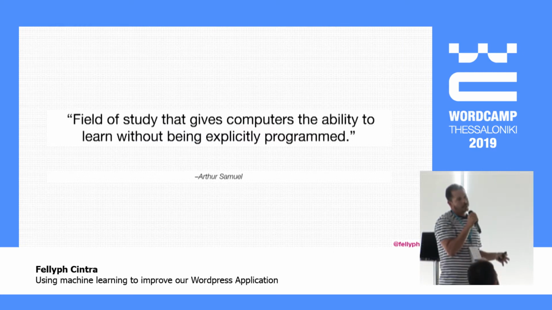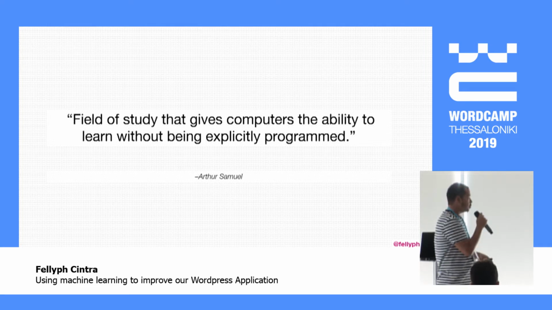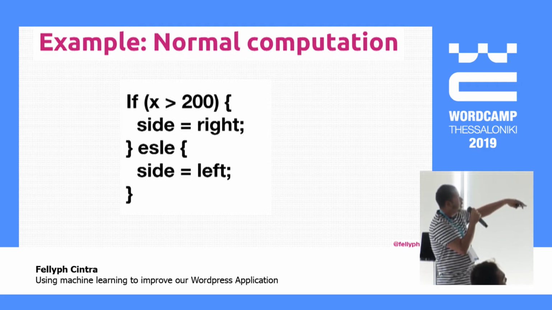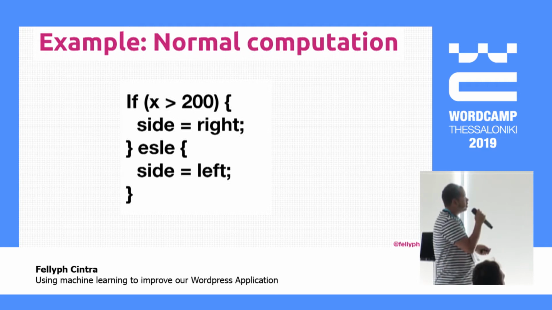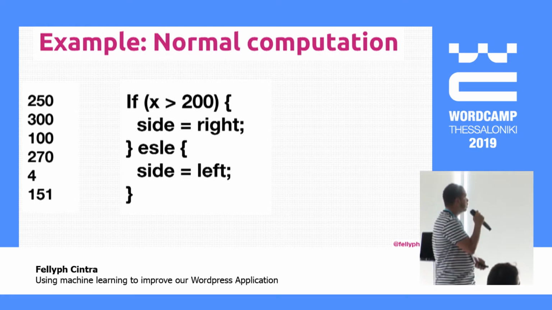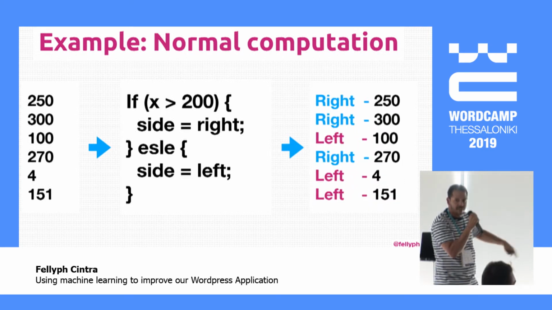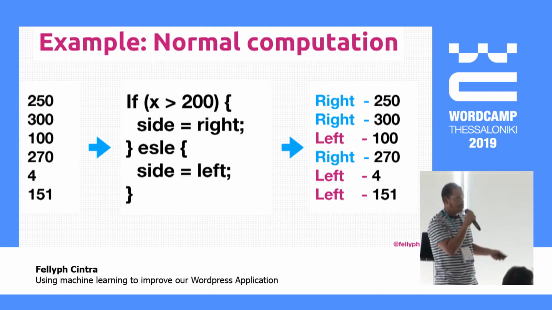So machine learning, artificial intelligence, is a field where we create code that lets the machine try to make a decision. So we are not really restricted by that code. For example, this is a common example. When you are coding something, you say, if x is greater than 200, the side will be right. If it's smaller than that, it will be the left side. We pass some data, and after that, we make the decision and decide what is right and left. That's the normal code that we used to write.